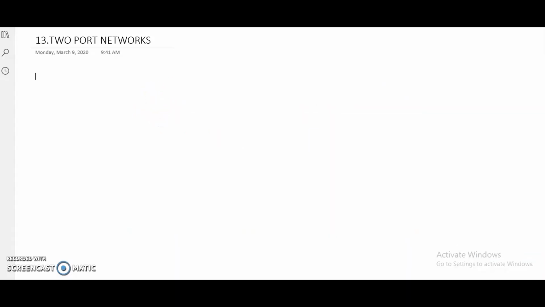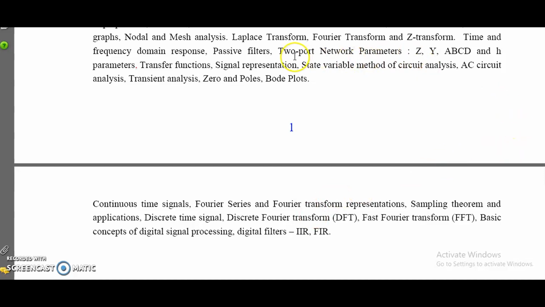Hi, my name is Ashwini Kumar. In this video, we are going to see the topic that is two-port networks. As per the syllabus, we have the two-port networks. Only the 4 parameters are there: Z, Y, ABCD, and H parameters. ABCD parameters are also called the transmission parameters. So, we will see these 4 parameters now in this video.